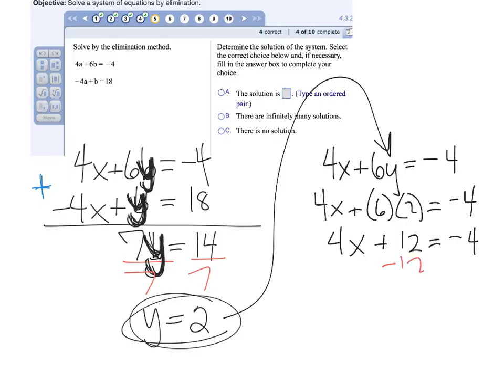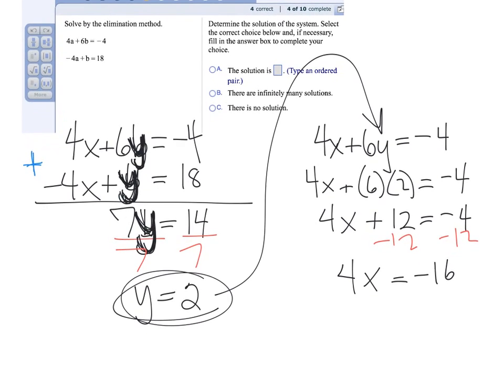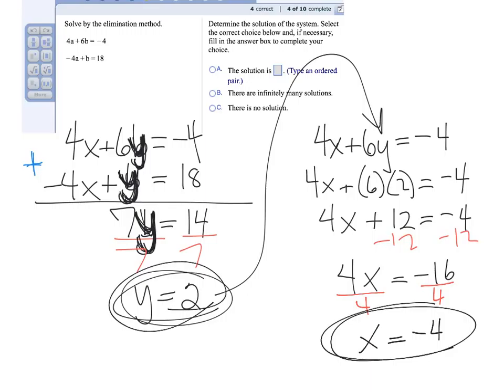Now we're going to subtract 12 on both sides. So that leaves us with 4x is equal to negative 16. And then we're going to divide both sides by 4. And so that leaves us with x equals negative 4. So our solution is x is negative 4 and y is 2. So that's going to be negative 4 comma 2.